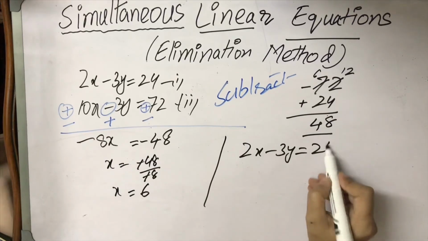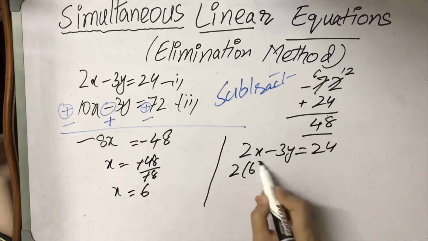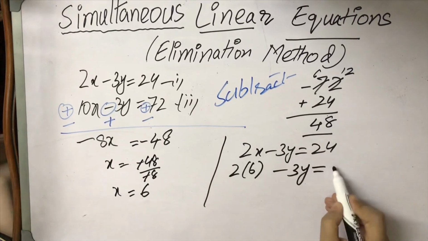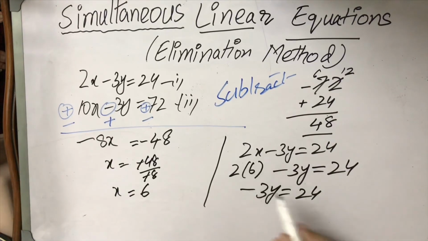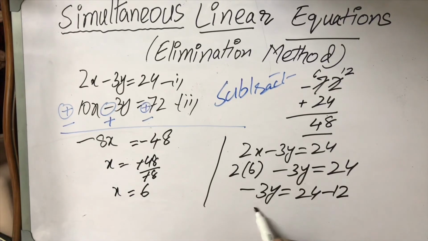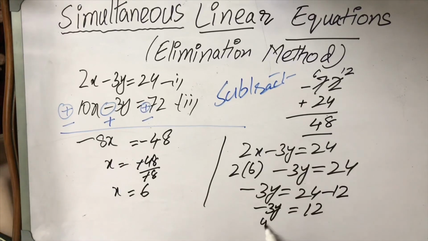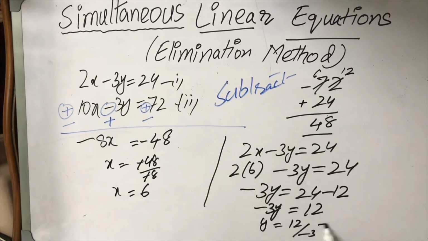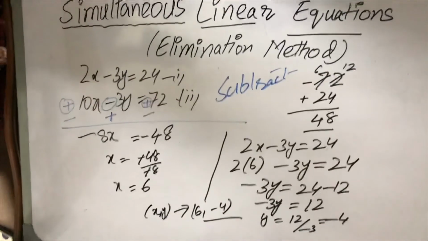To find the value of y, we shall use these equations. We shall not go to the original equations, as original equations is now in standard form, so we will not use the original equations. Minus 3y equals to 24, 6 2s are 12 here with negative sign. Minus 3y equals to 12. After subtracting, y equals to 12 over minus 3, that is minus 4. So the pair will be x, y: 6 and minus 4. This is the elimination method for two simultaneous linear equations.